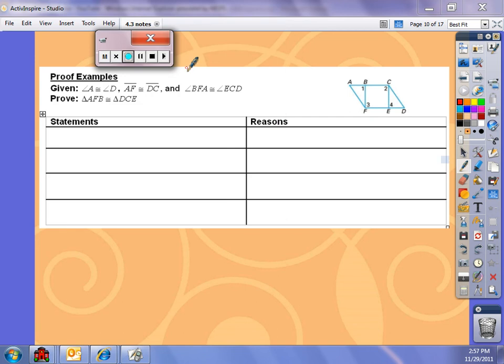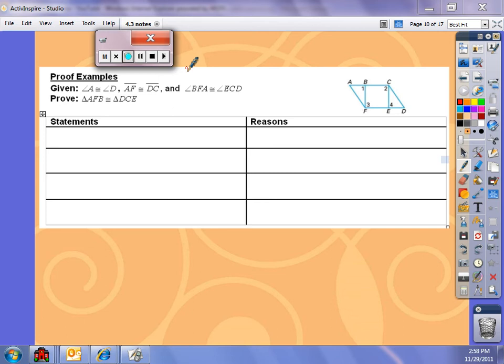Okay, so today in class we talked about proofs in section 4.3. We started with what we called baby proofs, so we'll go through one of those, and then we looked at a worksheet that had maybe one more step to it. So let's take a look at one example of each to get you started.